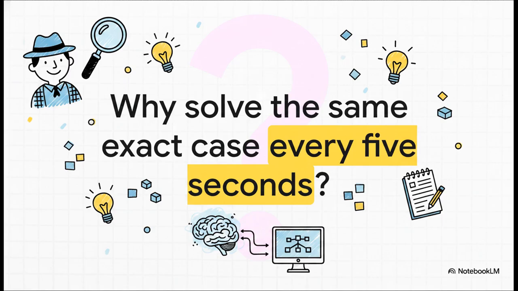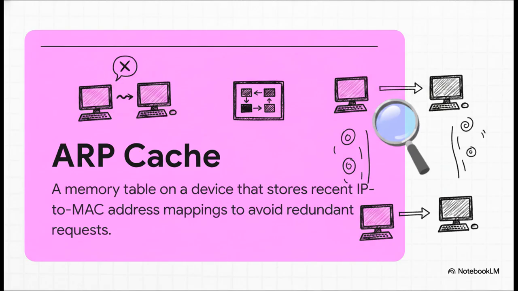A smart detective remembers the clues and the conclusions from their last investigation. And our network detective, ARP, is no different. It needs a memory. And that memory is called the ARP cache. It's brilliant. Every time ARP successfully figures out an IP to MAC address mapping, it stores that little fact in a small temporary memory table.